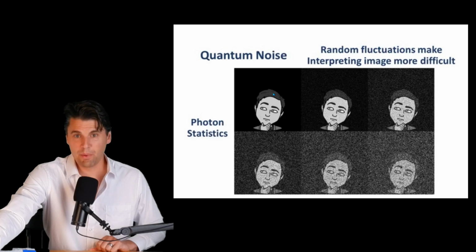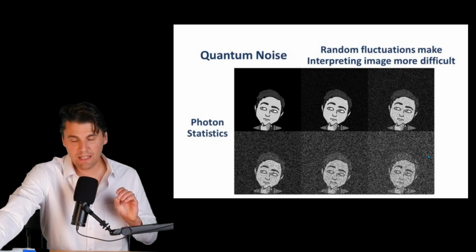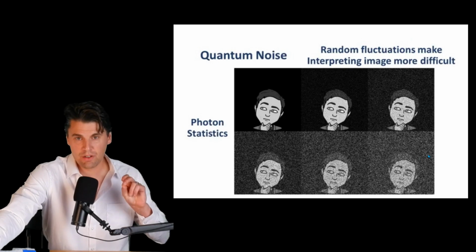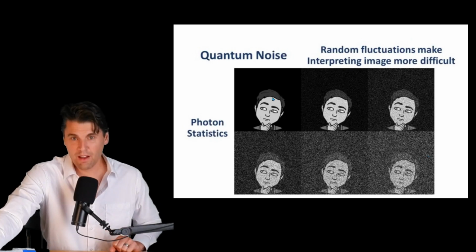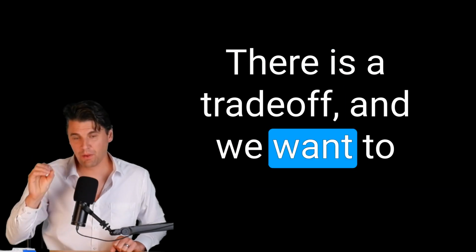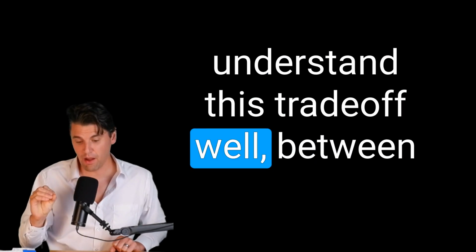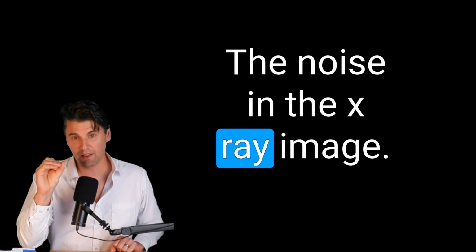Here's just an example. If you look at this little bitmoji of me and then you start adding noise, you can see that as you add noise, the ability to visualize structures is diminished. Up here, you can see a little bit of detail inside of my hair. You can't see that at all down here. There is a trade-off, and we want to understand this trade-off well, between the noise in the x-ray image and the radiation dose.